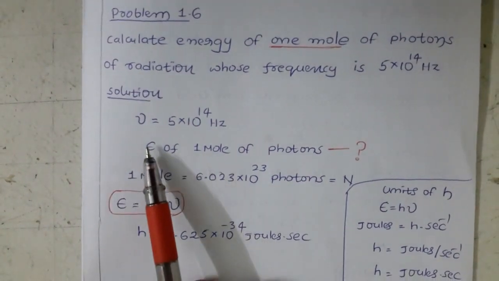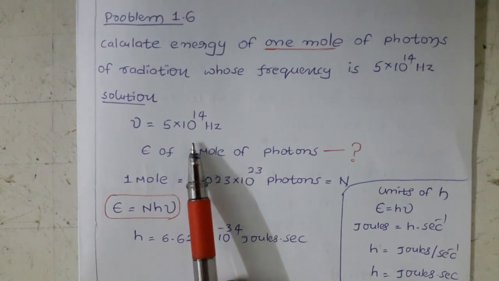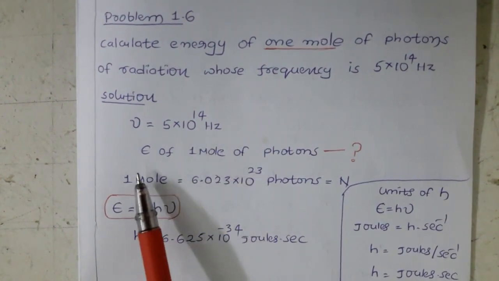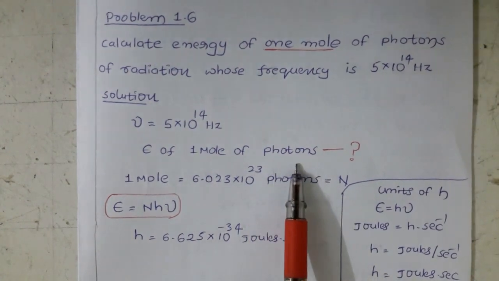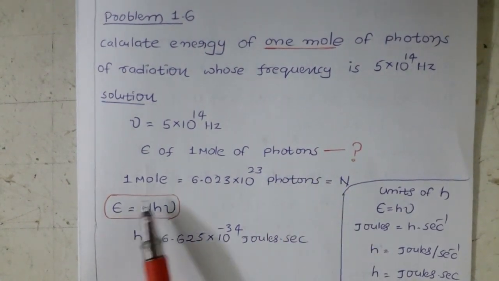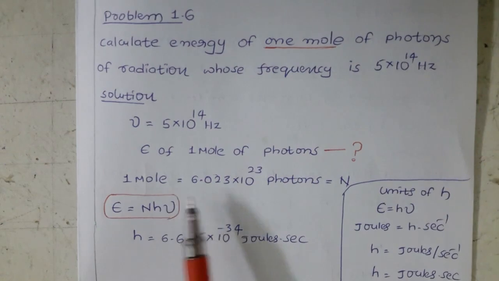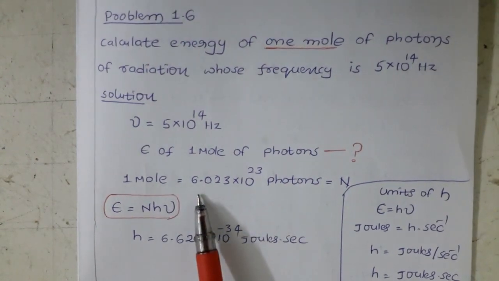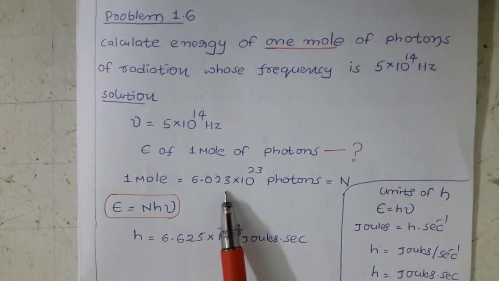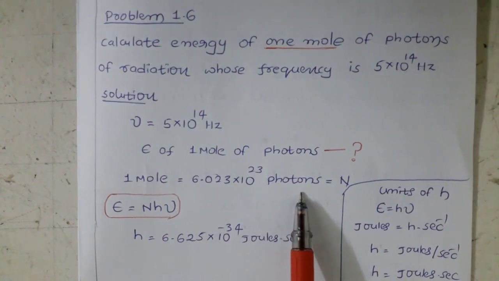Here the frequency, nu, is given as 5 into 10 to the power of 14 hertz. They are asking for E, the energy of 1 mole of photons. 1 mole means, as we already discussed, we have the Avogadro number of photons, that is 6.023 into 10 to the power of 23 photons.